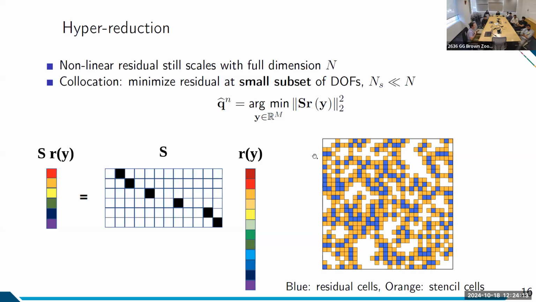What the resulting system looks like is you're effectively solving your system only on these blue cells for a 2D mesh. And then these orange cells are any auxiliary cells that you might be required to calculate, say, gradients or fluxes for your system. But this is what we call the sample mesh. And ideally, you are solving on a very small sample mesh such that the cost of solving your system is greatly reduced.